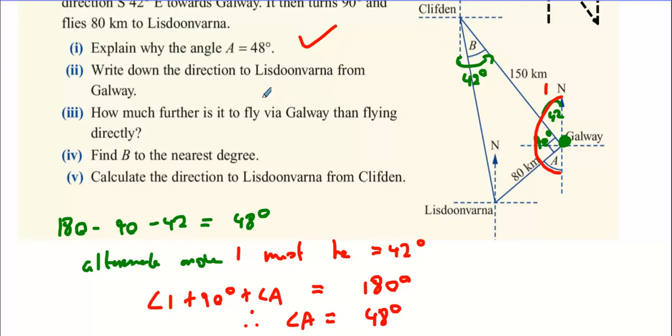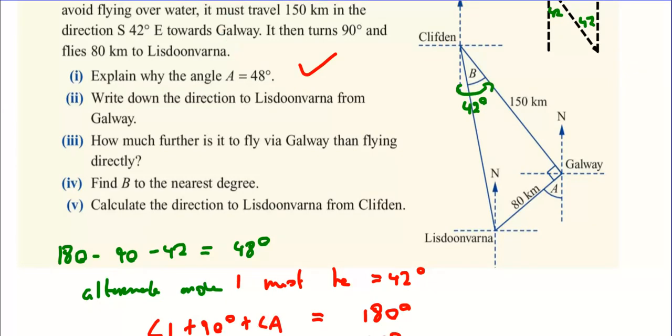Write down the direction of Lisdoonvarna from Galway. Okay. So Galway would be, this is 42 degrees as well. If I'm starting with this red dot and I'm traveling from Galway to Lisdoonvarna, we know angle A is 48 degrees. So it's south 48 degrees west. Okay, don't mind that little dot there.